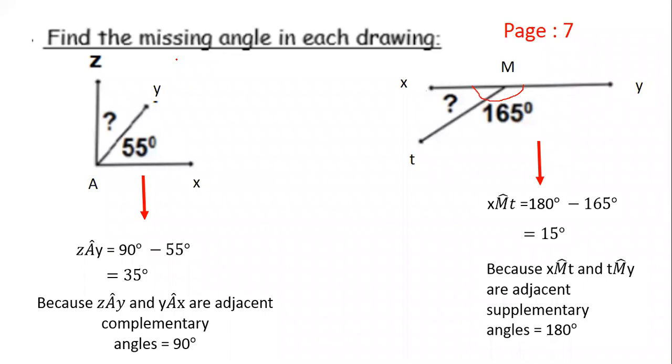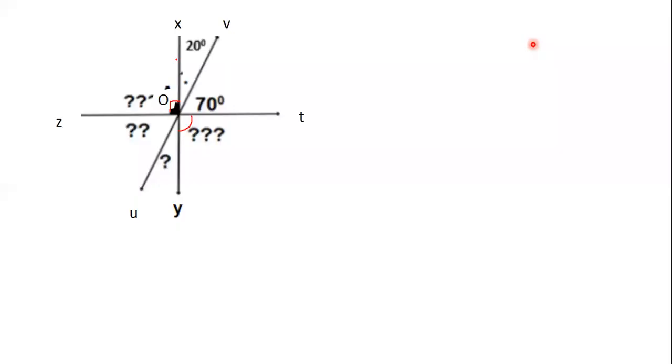Now moving to the second part. Here I want to find the missing angles. You can write the missing angles in the order that you like. I mean, you can start with this angle or with this angle or with this angle as you like.